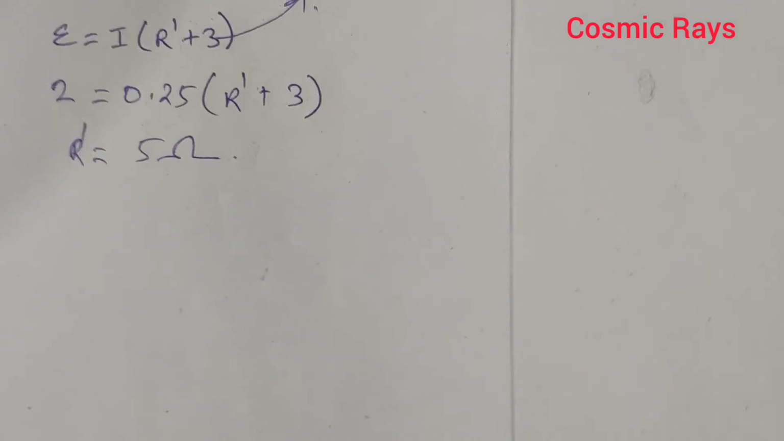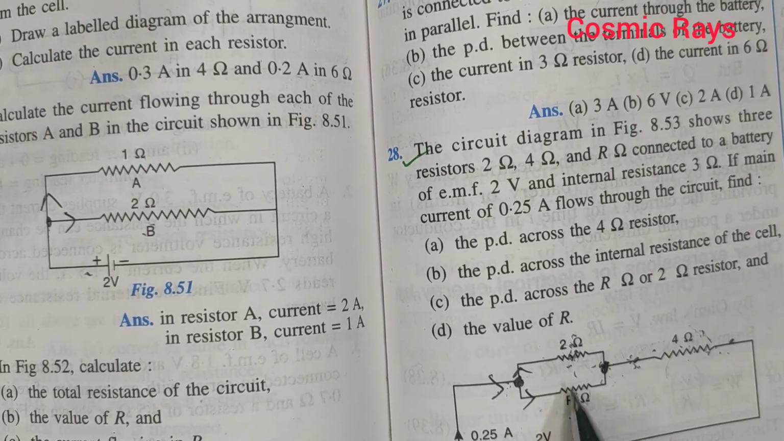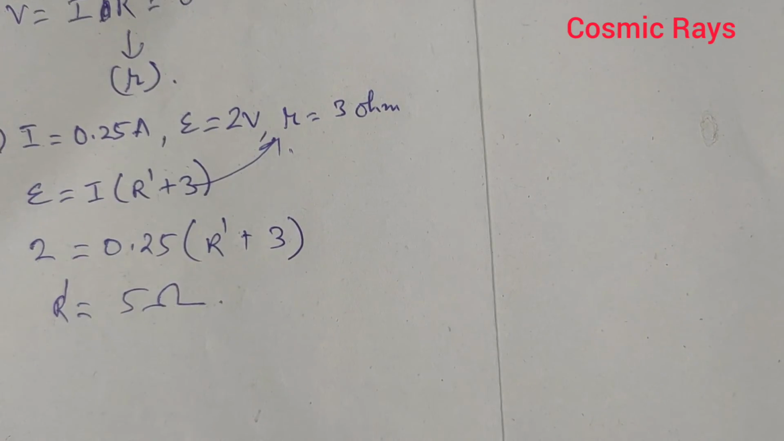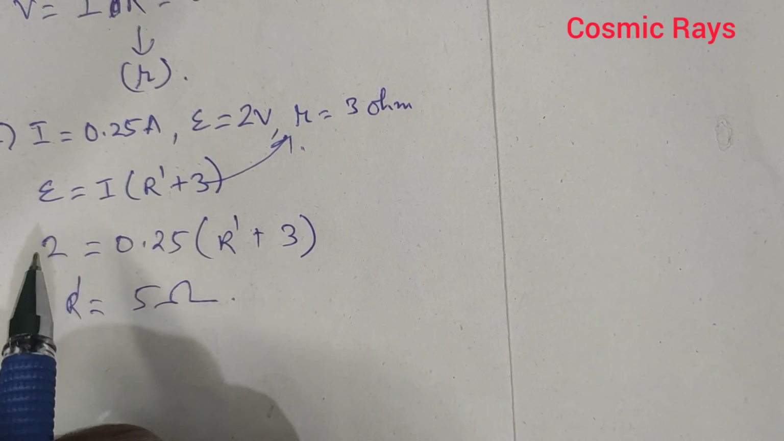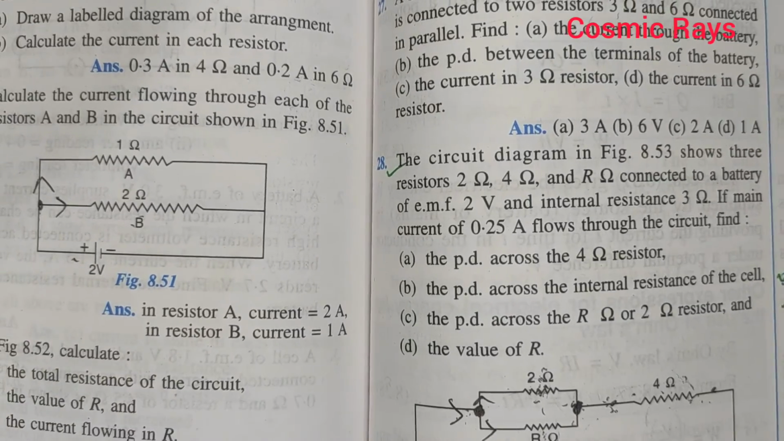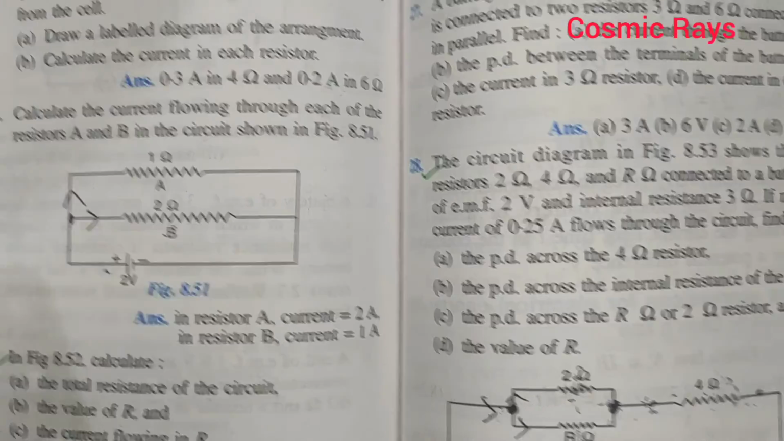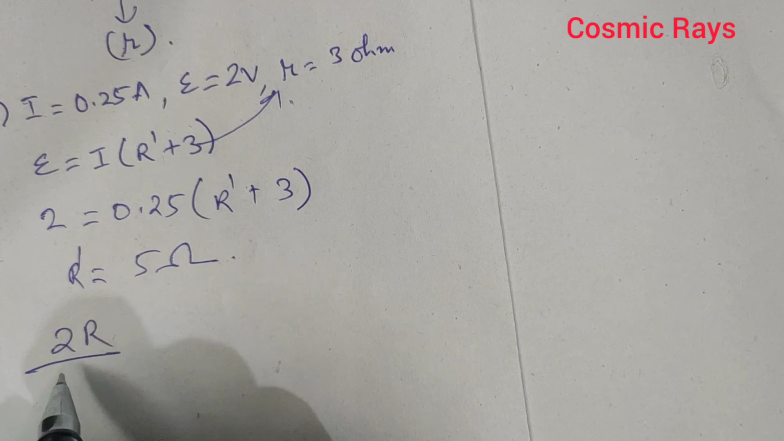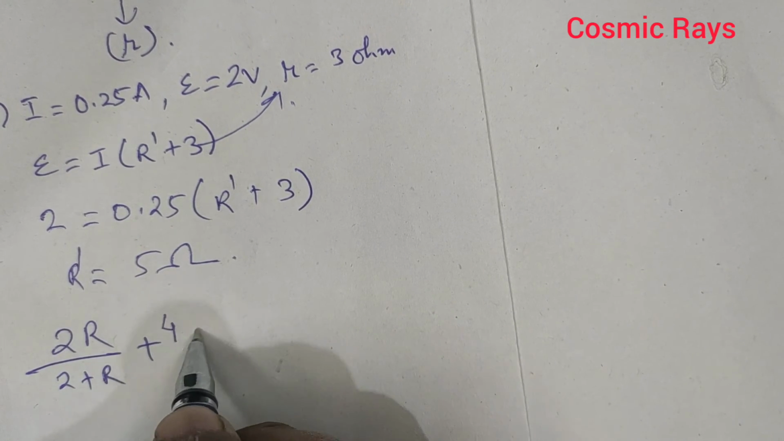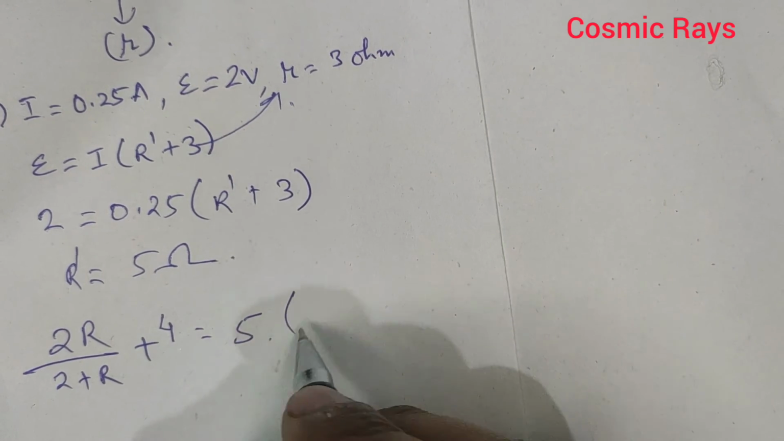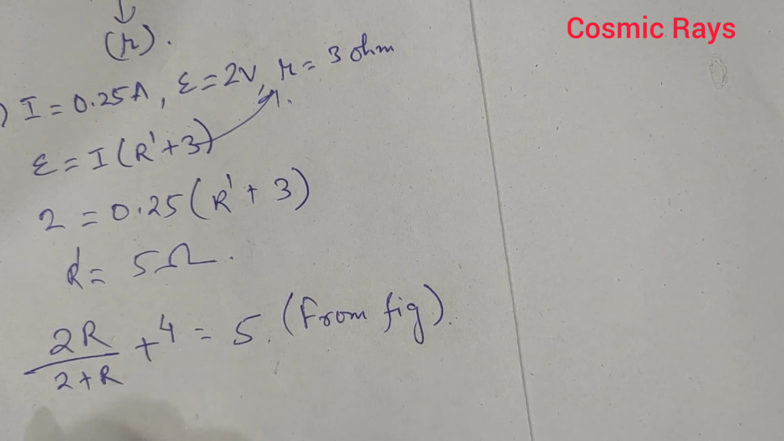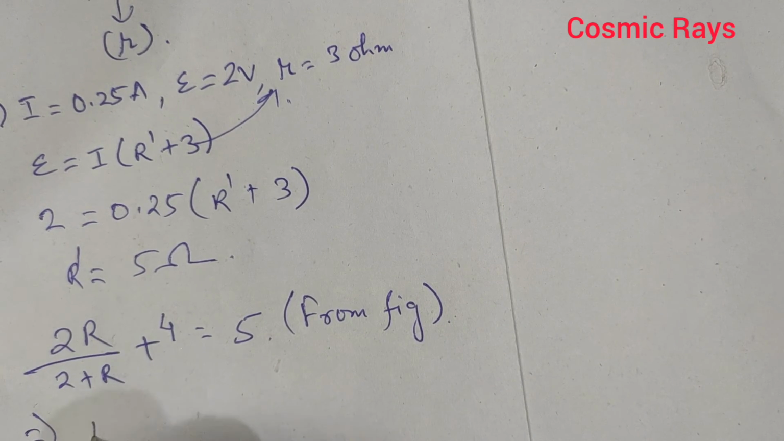Now we can see here that these two are in parallel. So using that formula, R is equal to R1 multiplied by R2 divided by R1 plus R2, that is the equivalent resistance for this. So the total for this series, we know that this is equal to this. So for the parallel, 2R by 2 plus R plus 4 ohms is equal to 5 ohm. This is from the figure. Now when you solve this, just simplify, you will find that R is equal to 2 ohms.